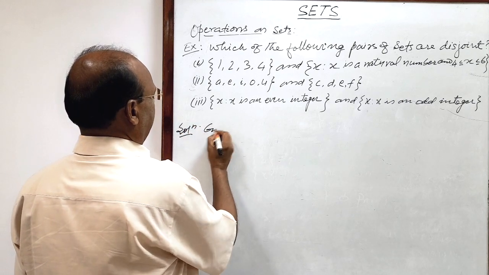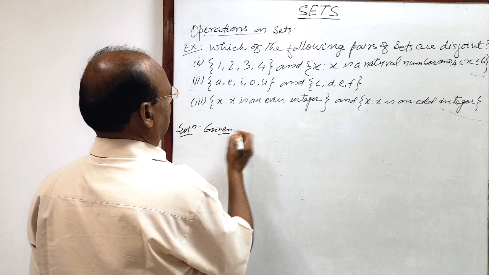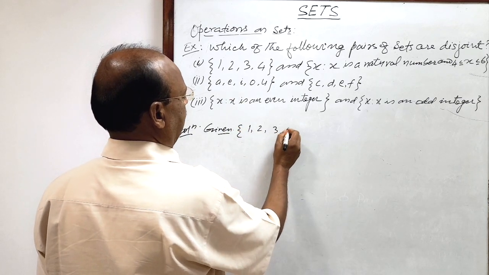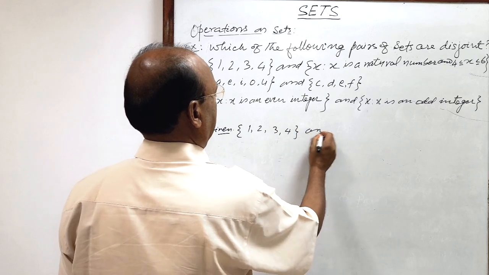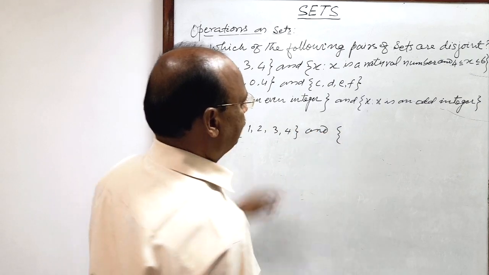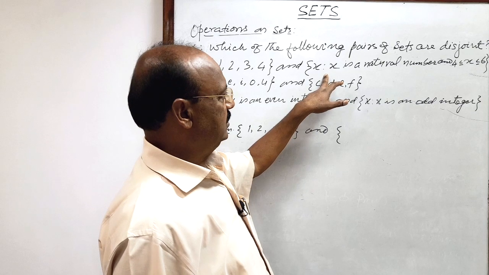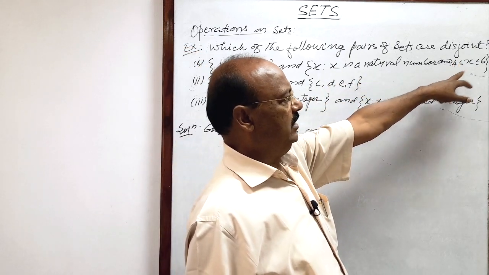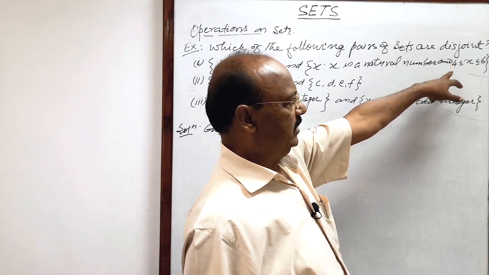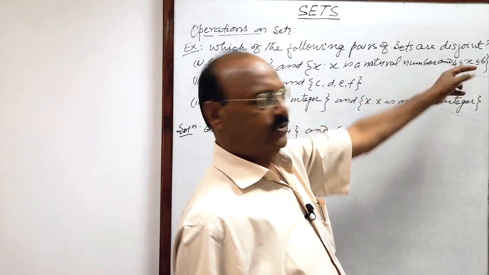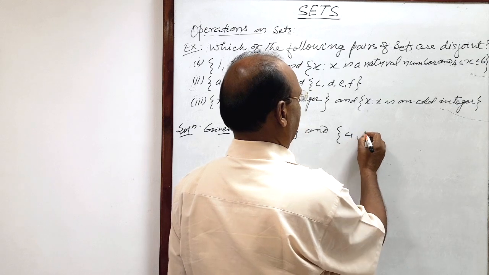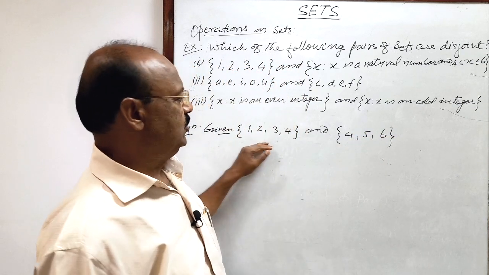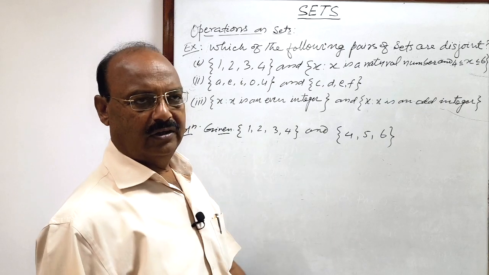We are given two sets. The first set has elements 1, 2, 3, 4, and the second set has element x, where x is a natural number and x lies between 4 and 6, that is, x is greater than or equal to 4 and less than or equal to 6. So here the elements are 4, 5 and 6. Now we have to decide whether these two sets are disjoint or not.